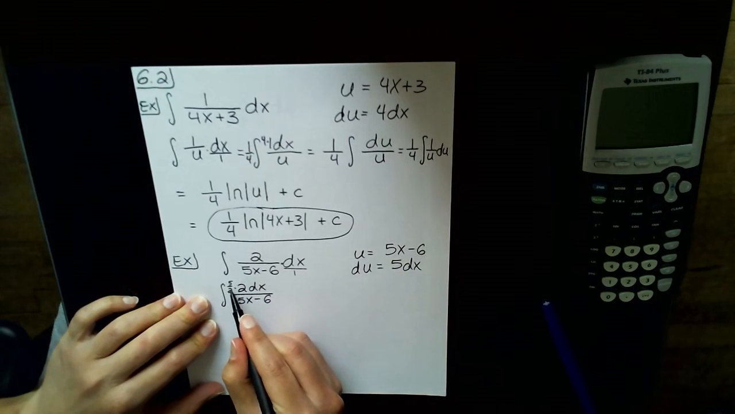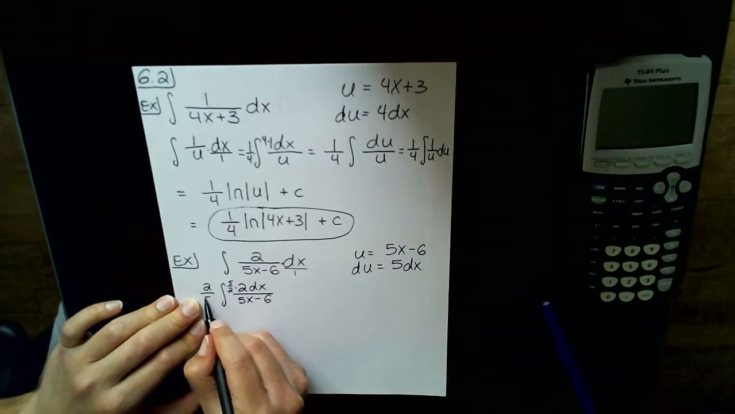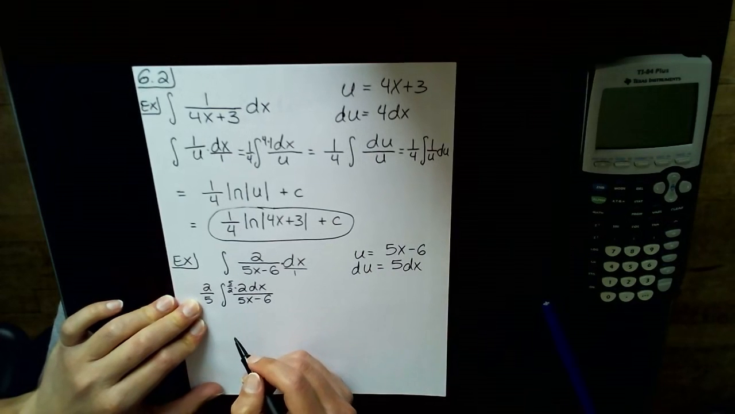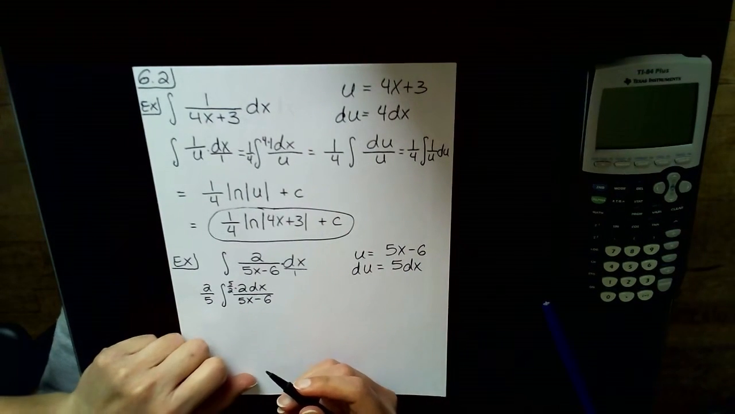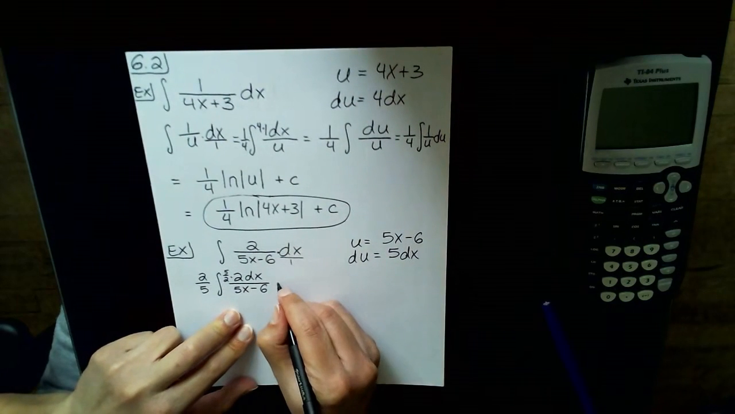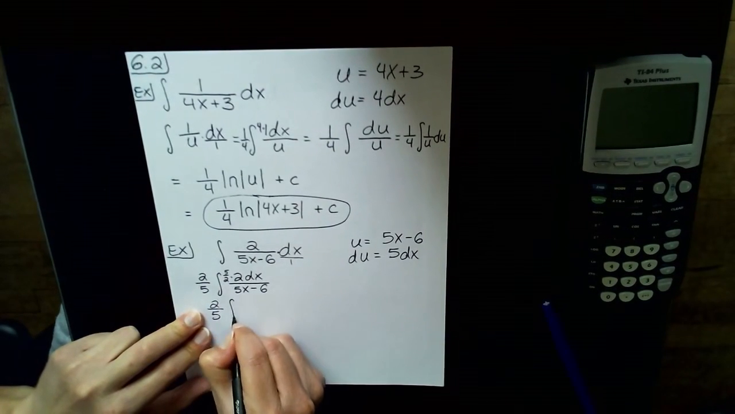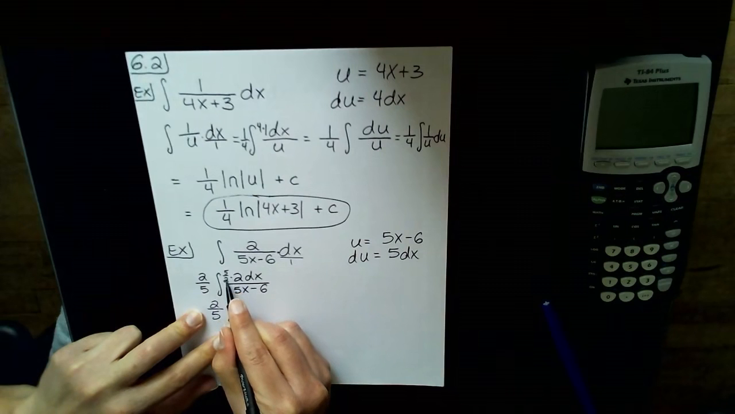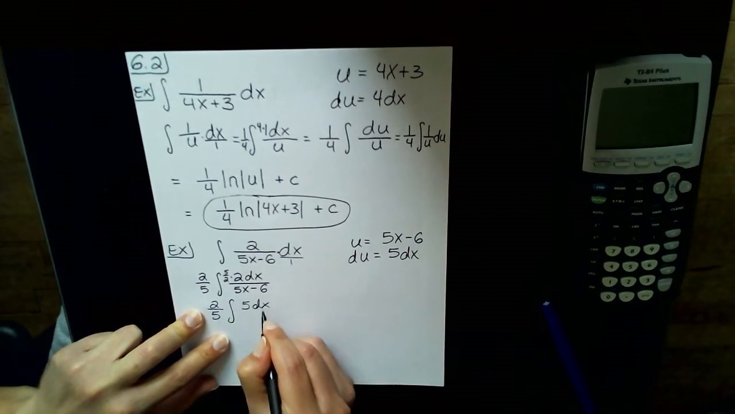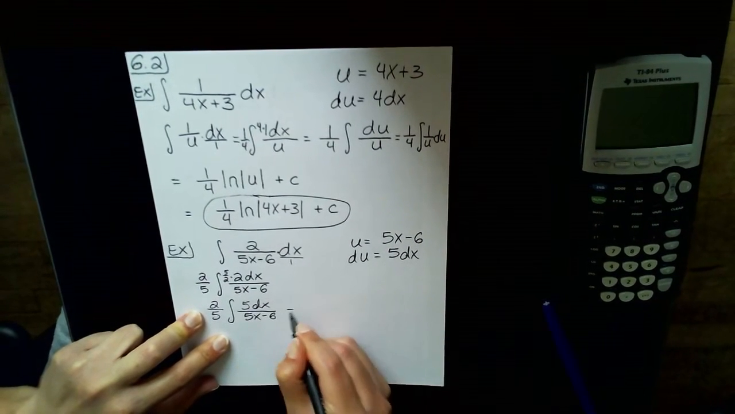And when we multiply by 5 over 2 on the inside, we have to multiply by 2 over 5 on the outside, the reciprocal of what we multiply to the inside. And with that, we can now perform our u substitution. We have 2 over 5 times the integral of 5 halves times 2, I might as well write out this step to show what's going on, would give us 5 dx over 5x minus 6.